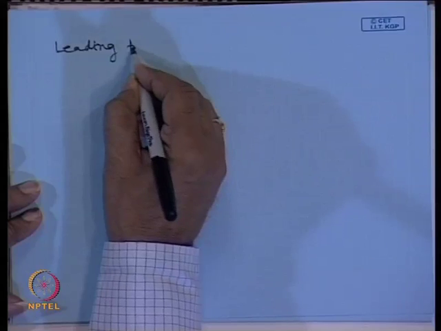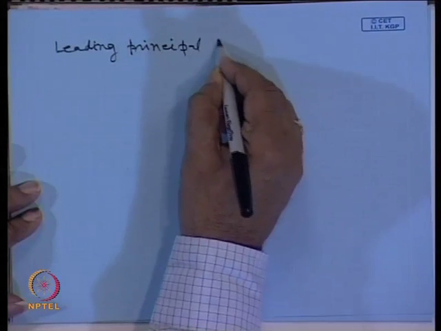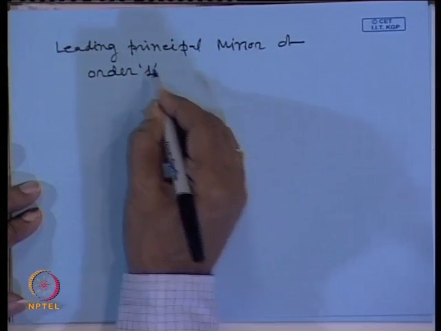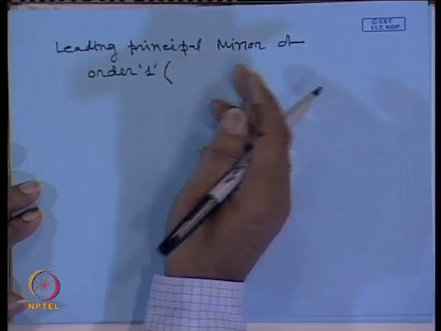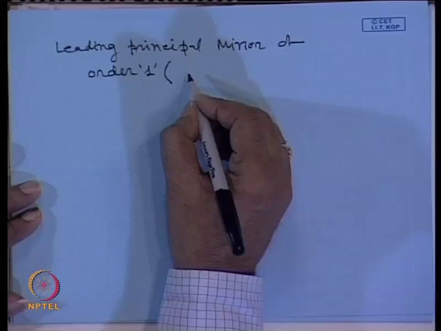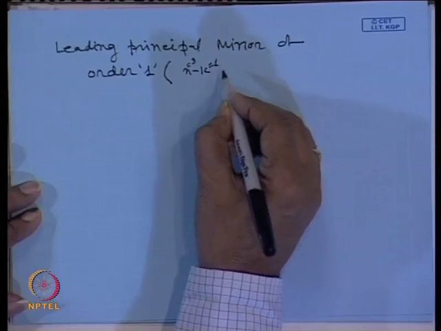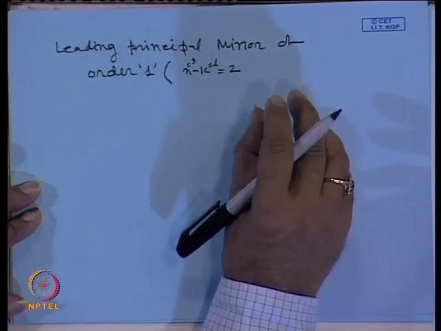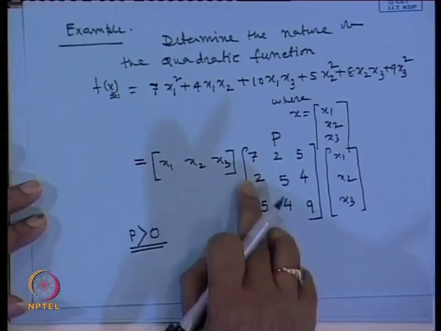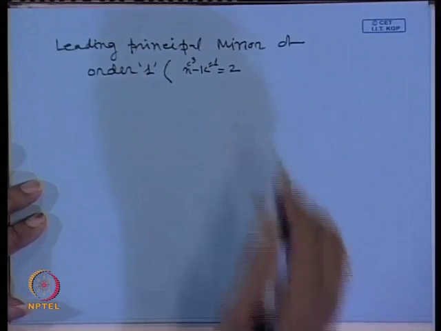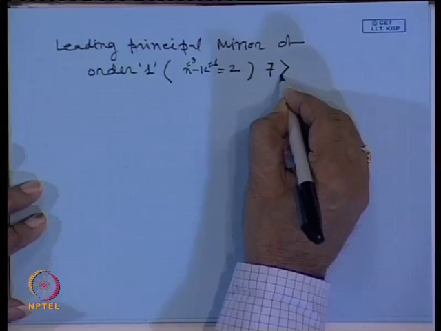First, you have to find out the leading principal minor of order 1. How many rows and columns do you have to delete from the last? You see I have written n minus k, where n is equal to 3 and the order is k, which is 1. So, I have to delete 2 rows and 2 columns from the last. So, only this element is left, that is 7, and that is greater than 0.